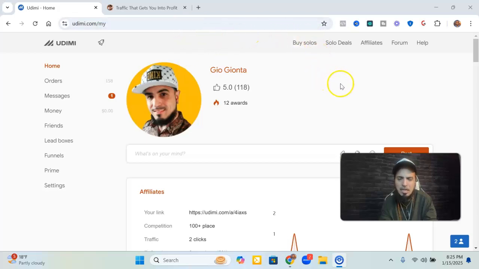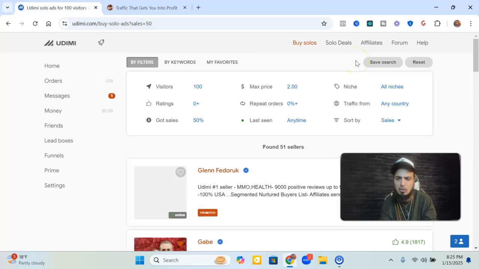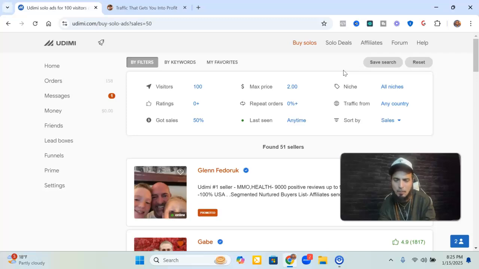So, basically, if you're ready to order from Udemy, all you would do is go to buy solos, or you could look at the solo deals, but keep in mind if you look at solo deals, that typically those are new solo ad sellers, so they don't have any stats, right? So if you're going to do a solo deal, make sure you look at their stats and be mindful that if you do get from somebody who's in the solo deals section, you may not get the results that you want, and you're just doing testing when you do that, right?